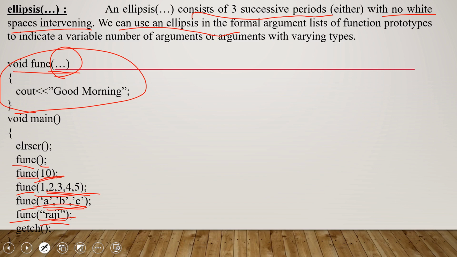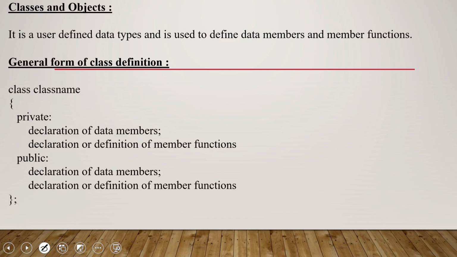So let's see the next concept, class and object. The main concept in OOPs, object oriented programming, is class. Object oriented main concept is class. It is a user defined data type. Class is a user defined data type and is used to define the data members and member functions.